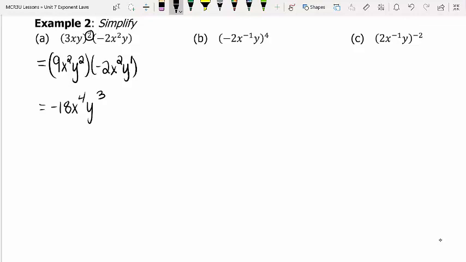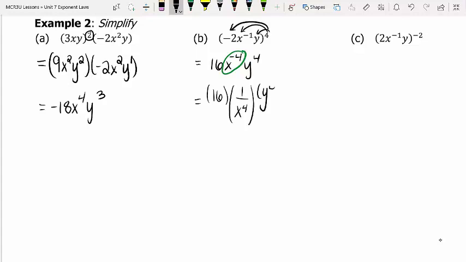Okay, let's distribute the 4 to everything inside of the brackets because it's multiplication, so we can do that. Okay, and now I'm going to take my x to the power of -4 and turn it into the reciprocal with the positive exponent. Okay, now I'm just going to clean this up a bit. And there's our final answer.